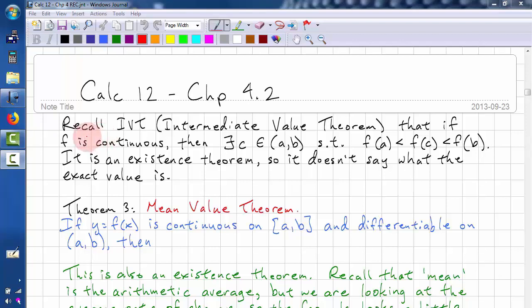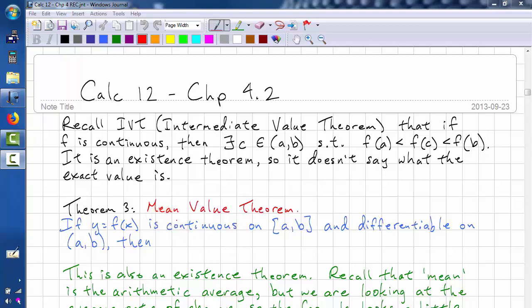We want to recall the intermediate value theorem: if a function f is continuous, then there exists a c in between a and b such that f of a is less than f of c is less than f of b. And it's an existence theorem, so it doesn't say what the exact value is. It just says there's going to be a value.